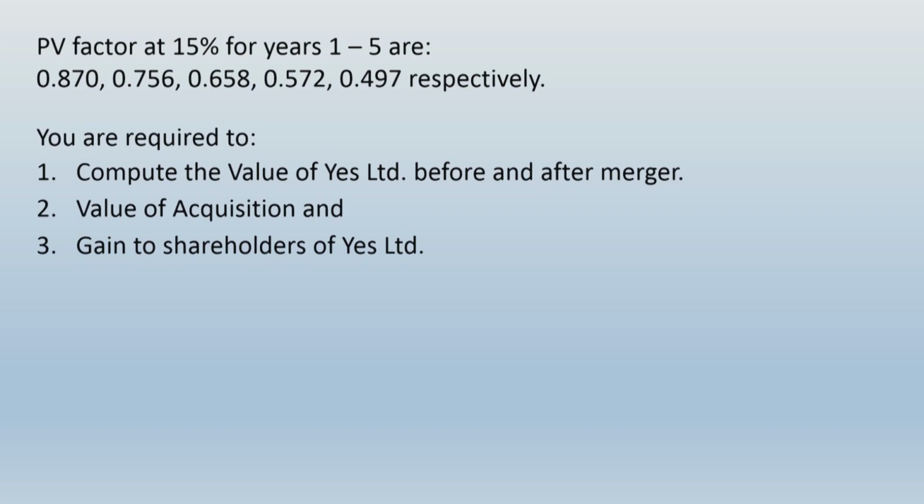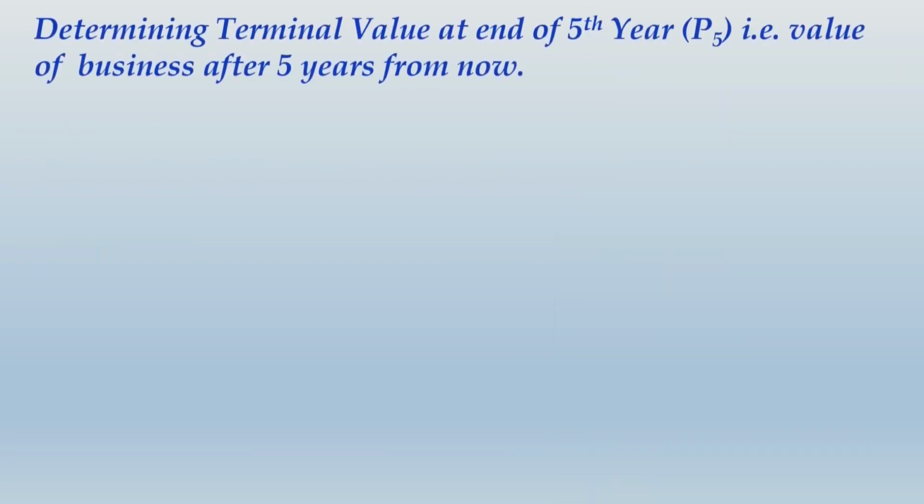That is one thing. The most important point in this question is the last part, where the question has asked you to determine the gain or loss to the shareholders of acquirer company, that is Yes Limited. So friends, how to deal with that part, we will look into that. But first what you do is start writing up the solution of the early part, and let us see how to present the solution. In the solution, what you would first do is you would determine the terminal value at end of 5th year, which we are calling as P5. That is the terminal value of the business at end of 5 years from now.